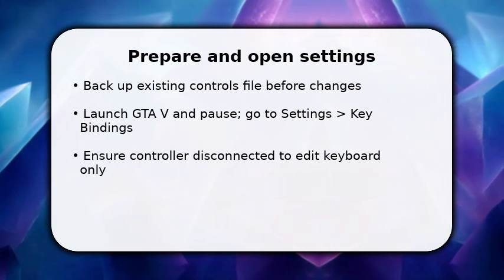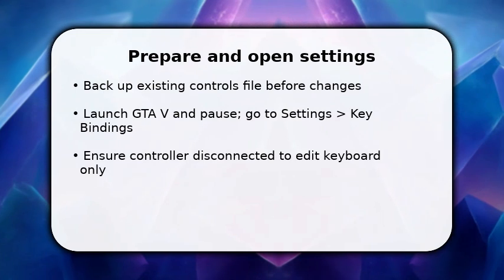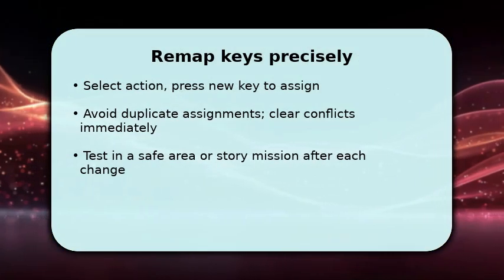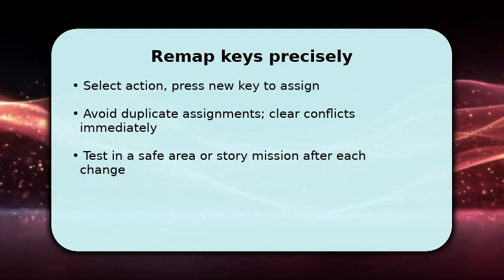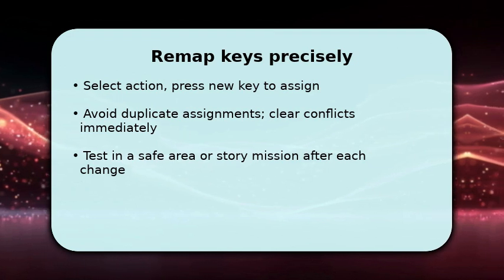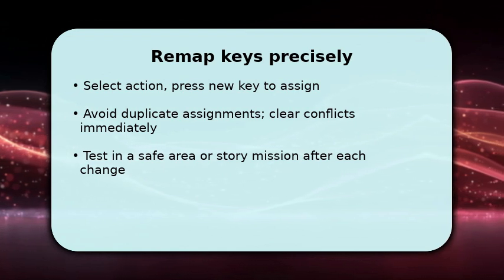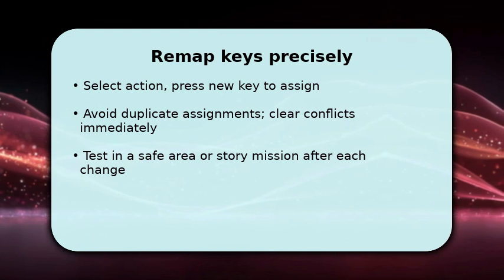Now select the action you'll remap first and press Enter to begin reassignment. Don't skip the backup step. You pick an action and press Enter to record a new key. Press the desired keyboard key to assign it. If the game reports a conflict, clear the other action or choose a different key. Duplicates cause unpredictable behavior. Make incremental changes. Remap one or two functions, save, and exit menu so changes persist.